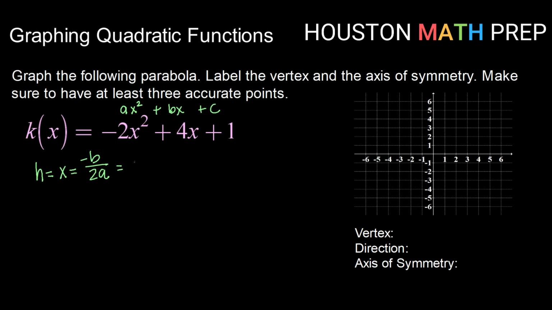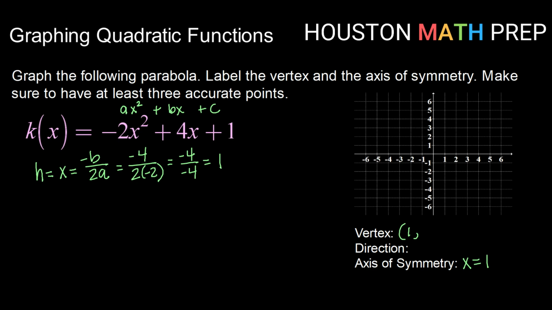So for this particular equation, that would be negative 4, since my b value is 4, over 2 times negative 2, since my a value is negative 2. So that will be negative 4 divided by negative 4, or positive 1. So my vertex has an x-coordinate of 1. That also goes ahead and tells me my axis of symmetry is the line x equals 1. But in order to continue, I need the rest of my vertex. I need to know the y value.